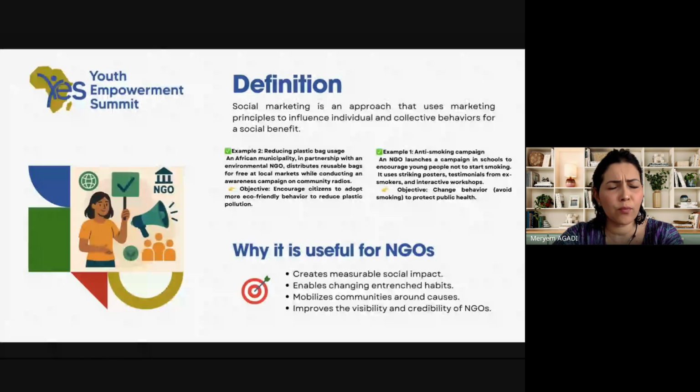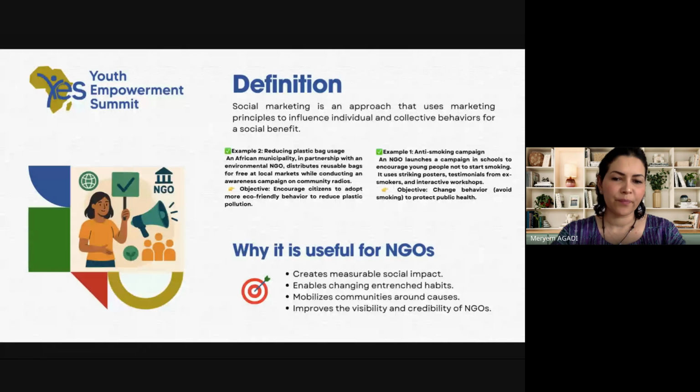As you may know, in all different African countries, we have these issues about how we can reuse plastic bags and how we can reduce them. So this African municipality worked in partnership with an environmental NGO. What they did was distribute reusable bags for free at local markets while conducting an awareness campaign on community radios and other activities. The objective here is to encourage citizens to adopt more eco-friendly behavior to reduce plastic pollution. So here we have 2 different examples: one about changing behavior to protect public health, and the other about adopting more eco-friendly behavior to reduce plastic use and plastic pollution.